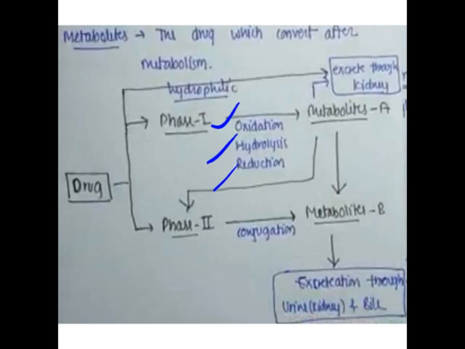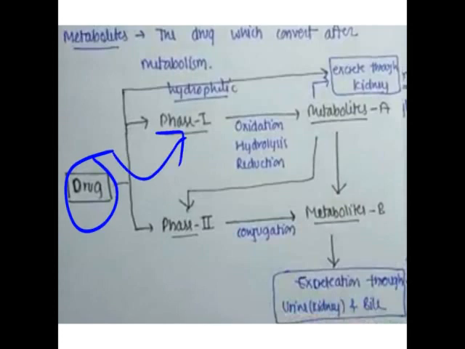Okay, so now suppose this is the drug. If this drug undergoes phase 1 metabolism, which means it undergoes these types of reactions, it forms one product. That product is called the metabolite. The hydrophilic product which is formed after the metabolism is called the metabolite. Suppose this is one metabolite.